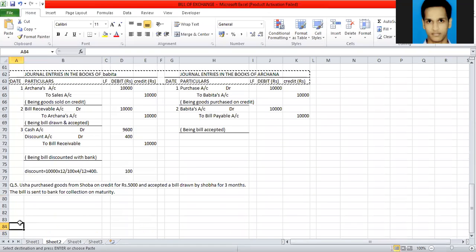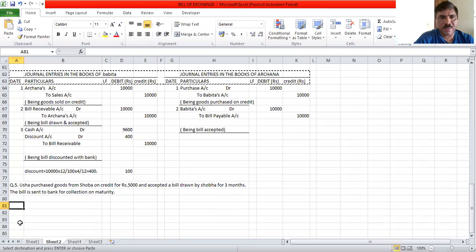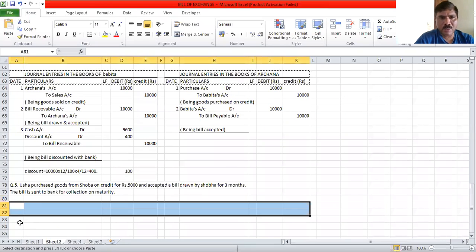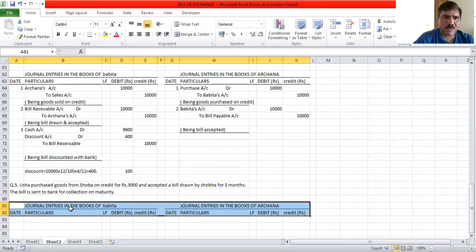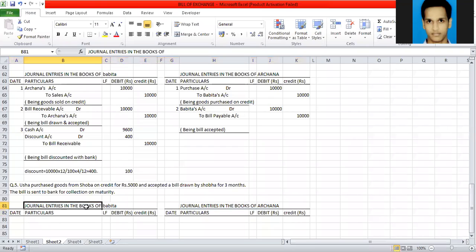Which one, sir? You can't see the screen. Yes, sir. Now, then Usha purchased the goods from shops on credit for 5,000 rupees and accepted a bill drawn by Shobha for 3 months. The bill is sent to the bank for collection on maturity.